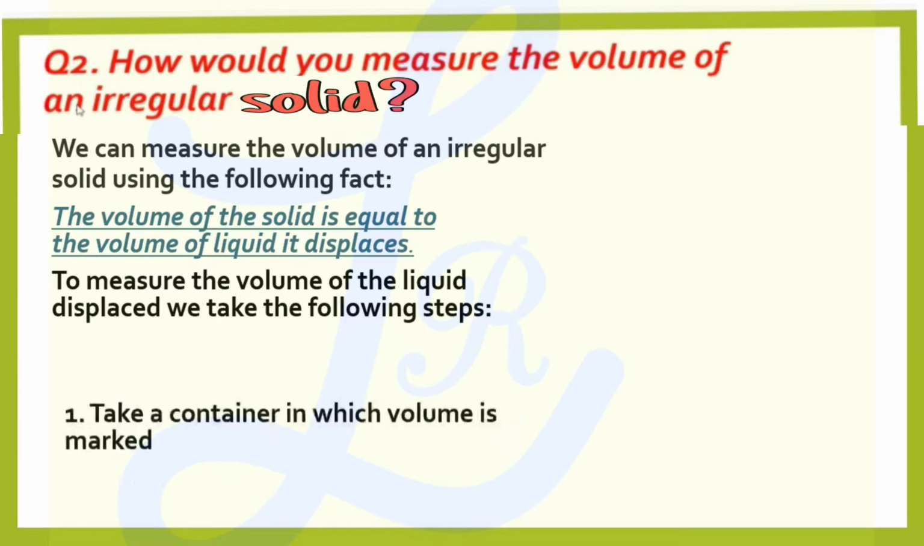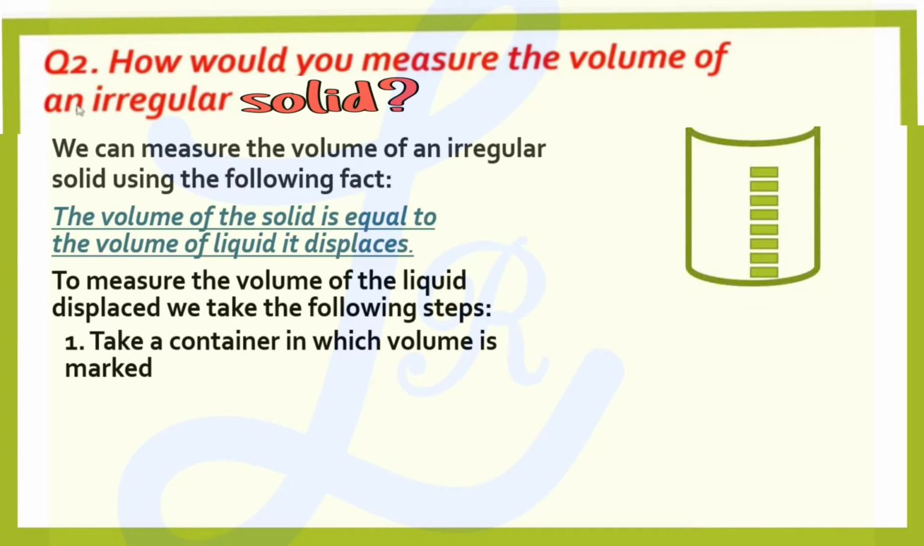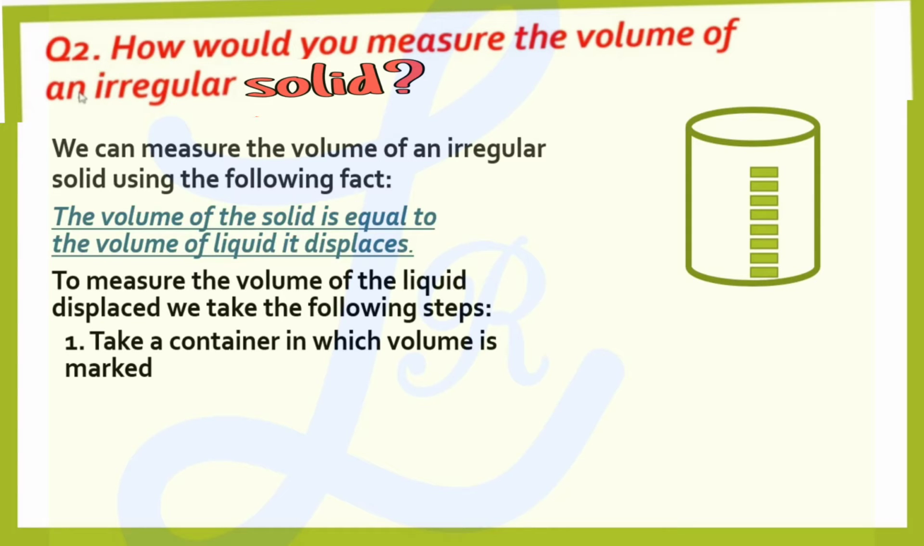What are the steps? Take a container in which volume is marked. You must have seen in the market also there are some buckets in which liters are marked. There are some beakers. Even the medicines that you drink, most of them come with a cap which is marked with how many ml it is. So we will take a container in which volume is marked, whether in ml or in liters. Here we have a container, and the markings will tell us how much liquid is inside.